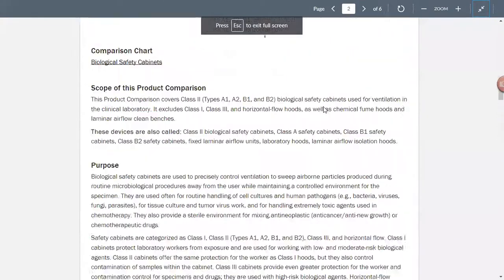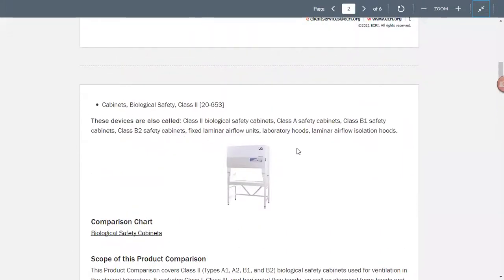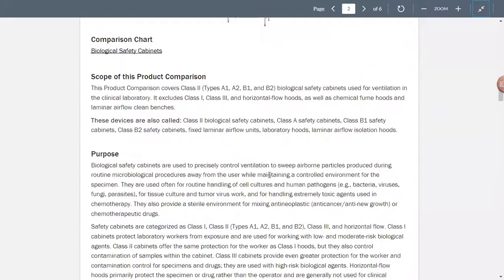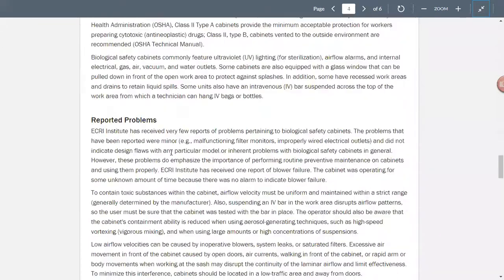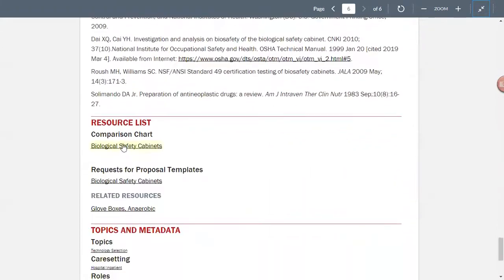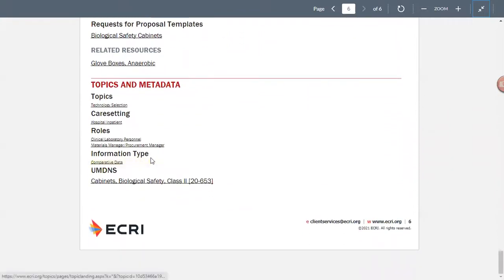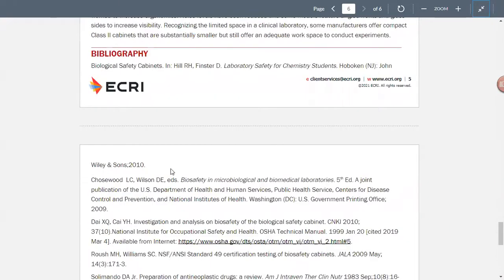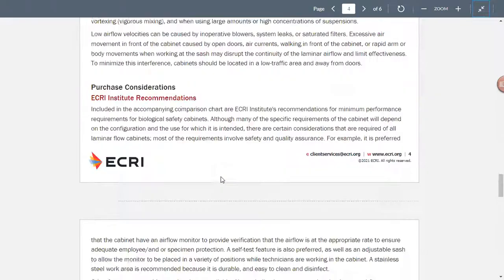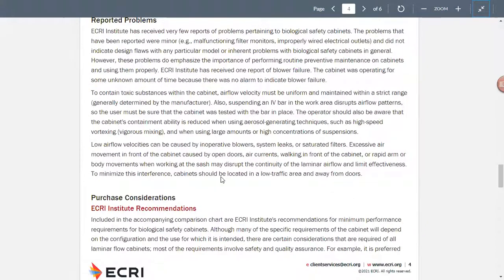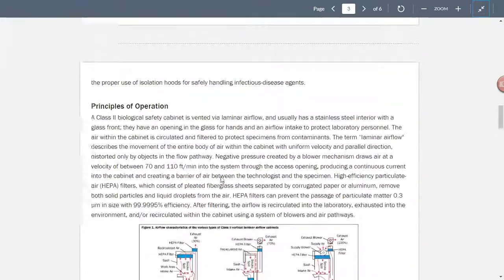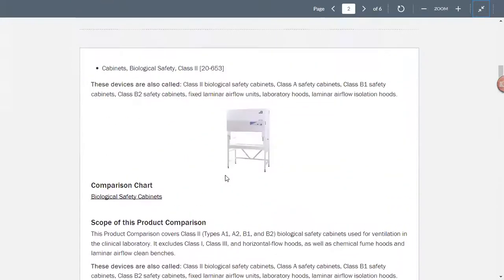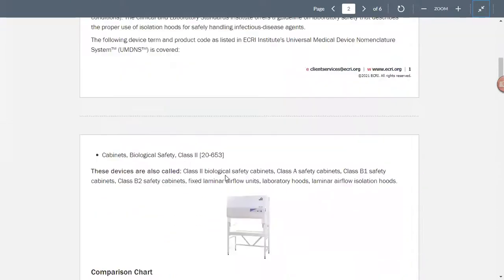Some of this stuff is a part of the ECRI products, the comparisons. And then we call it product recommendations from ECRI.